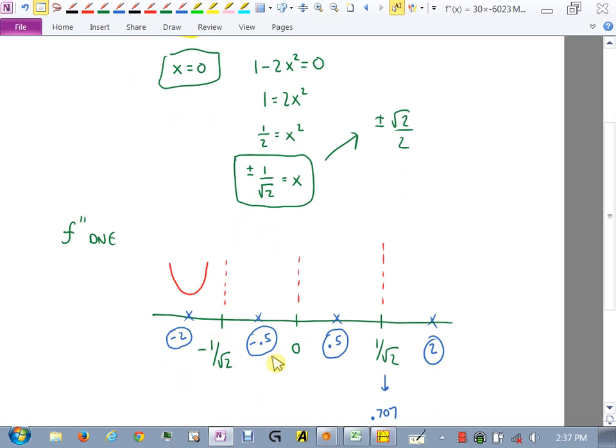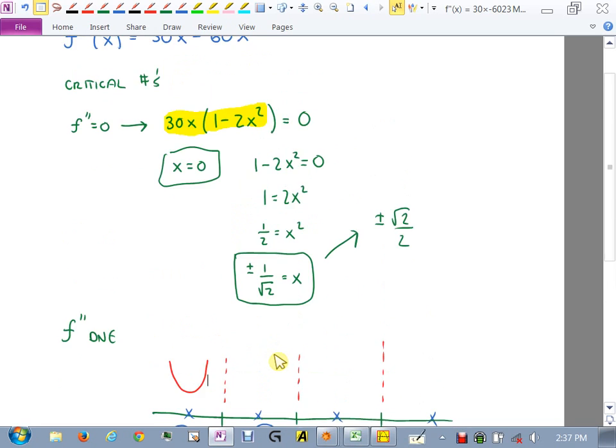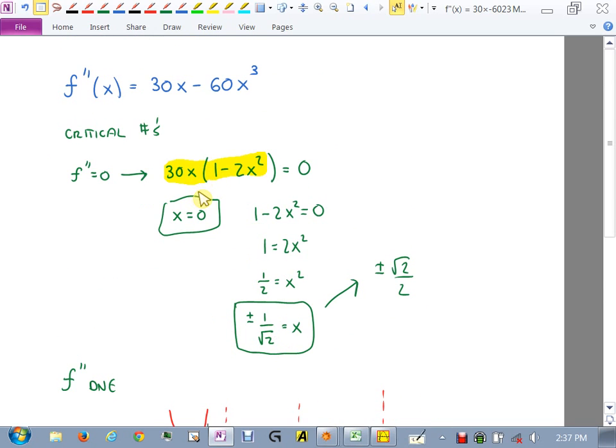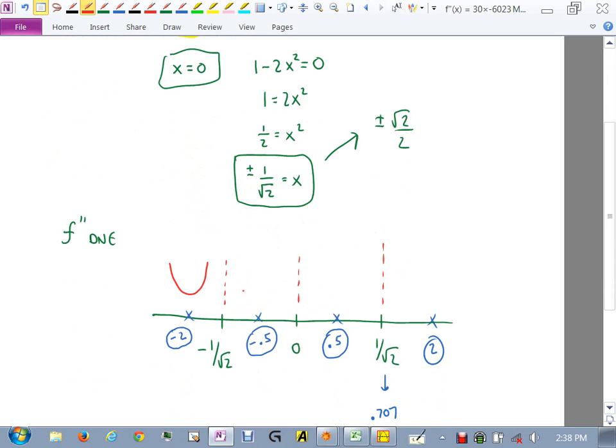Then I plug in negative 1/2, and I do the same thing. Negative 1/2 right here gives me negative 15. Negative 1/2 squared is positive 1/4. 2 times positive 1/4 is positive 1/2. 1 take away a half is positive half, and I had a negative out front. So it's a negative times a positive, which is negative, so I have concave down.